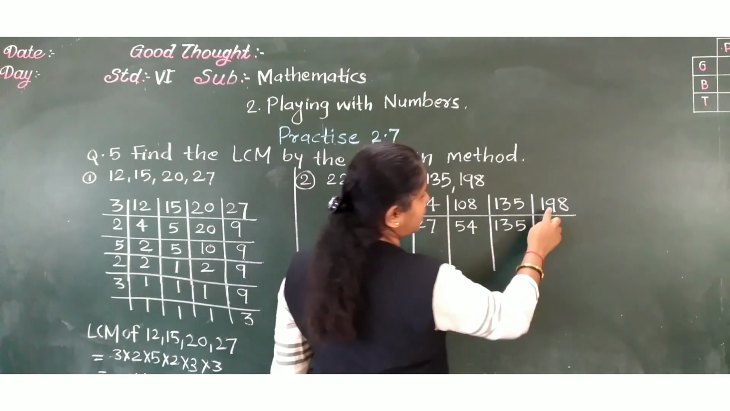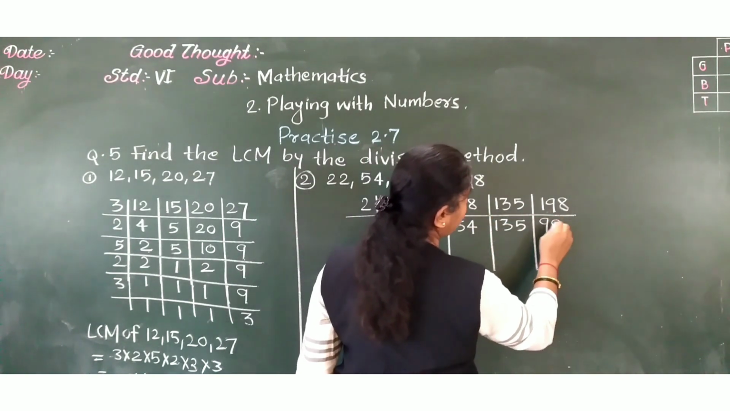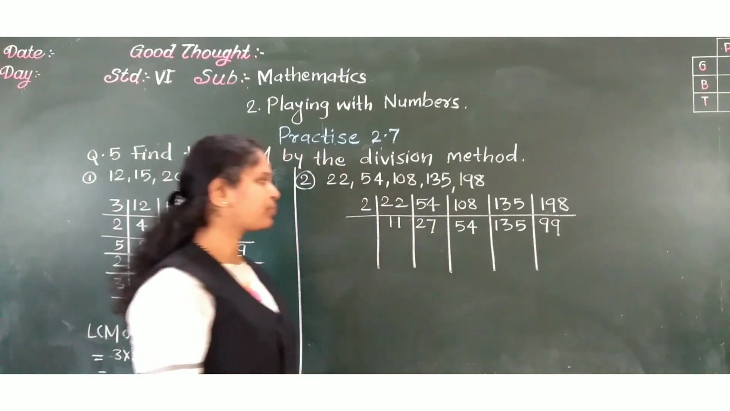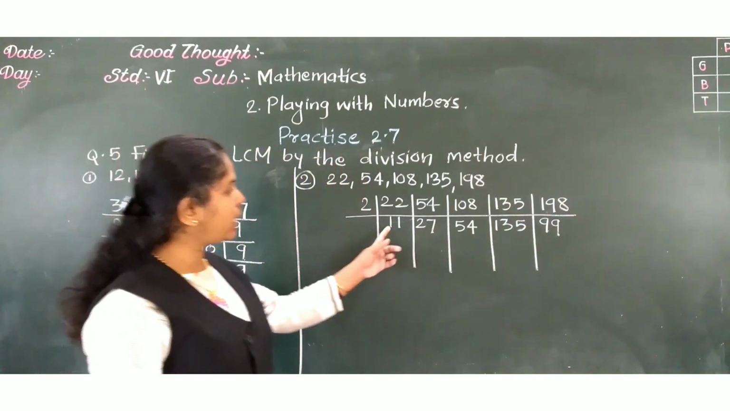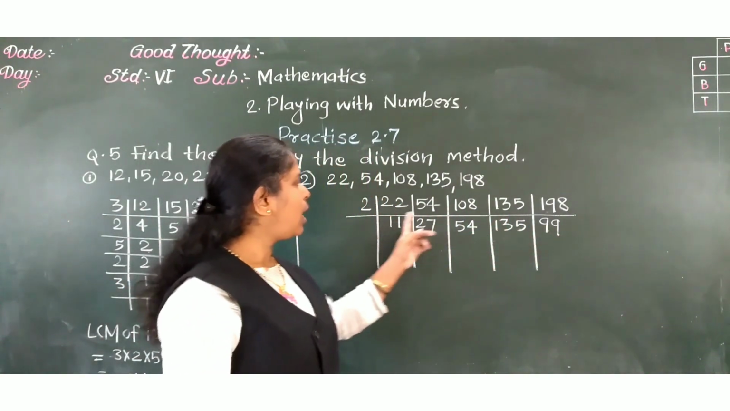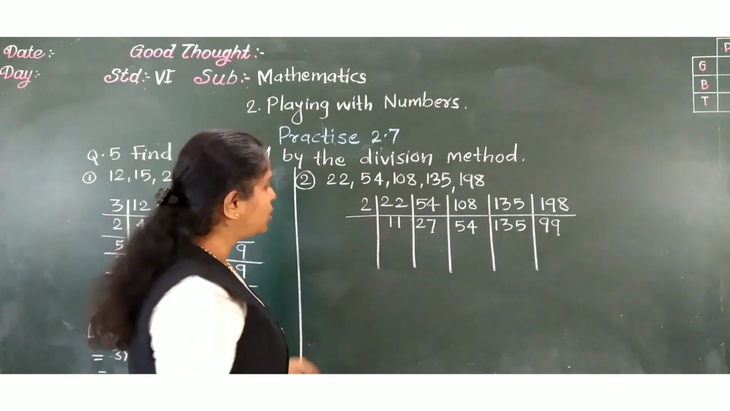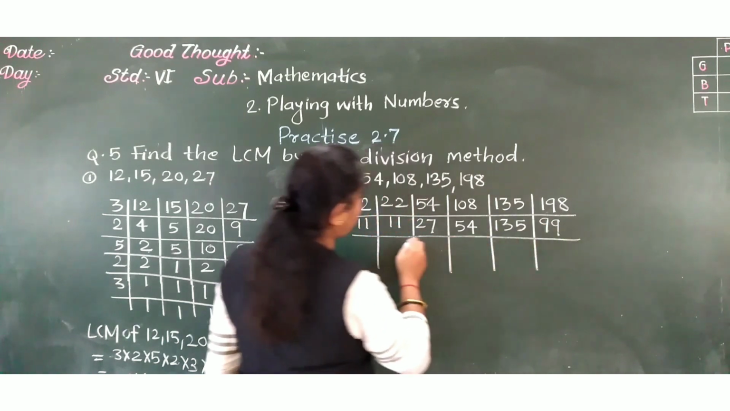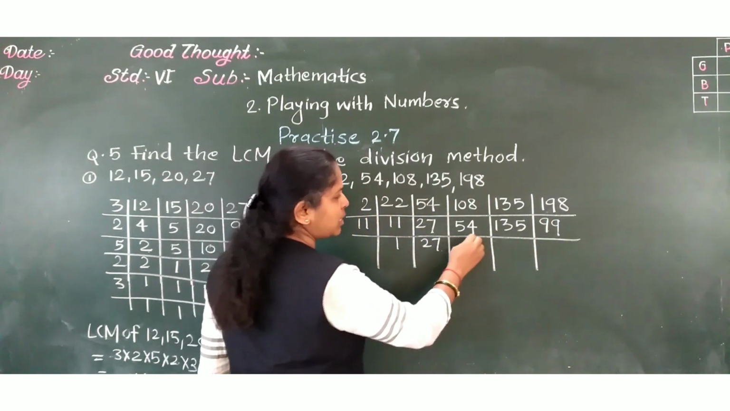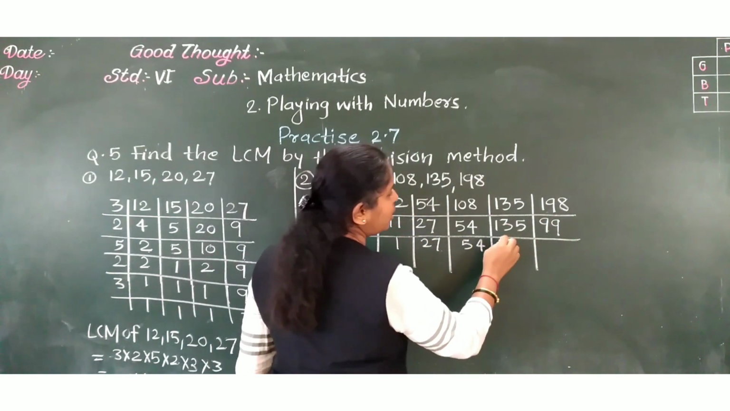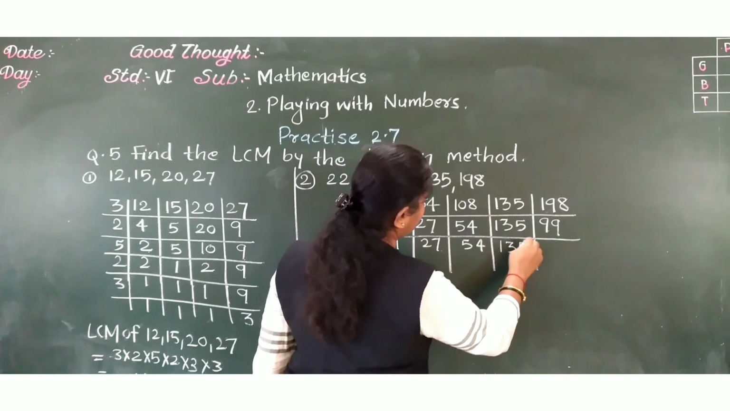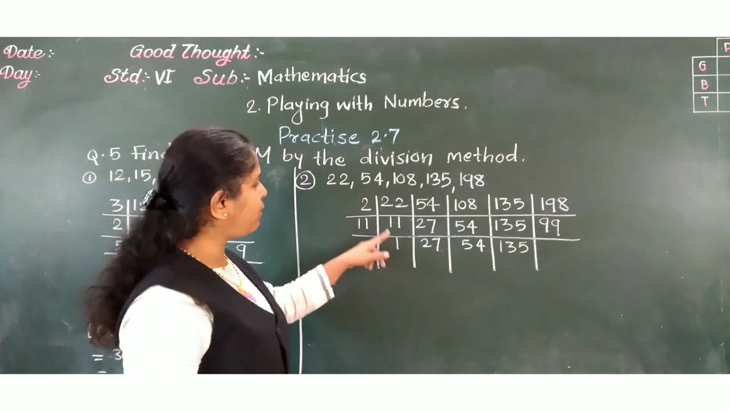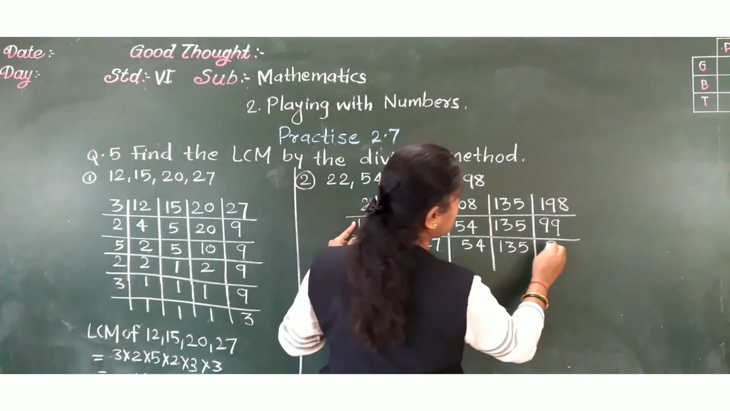Then divide this. 2 9s are 18. Now see, 11 and 99 are divisible by 11. So 11 1s are 11. Other numbers write as it is because we can't divide them by 11. So 11 1s are 11 and 11 9s are 99.